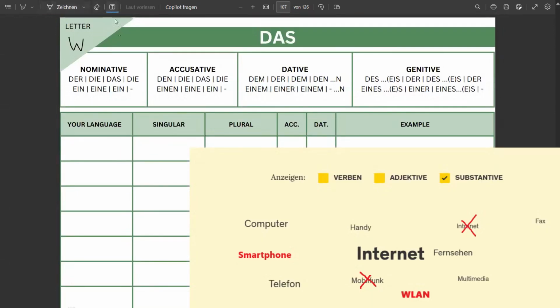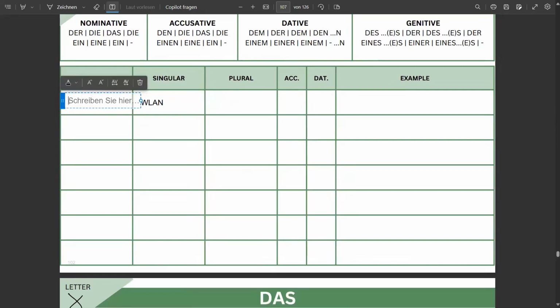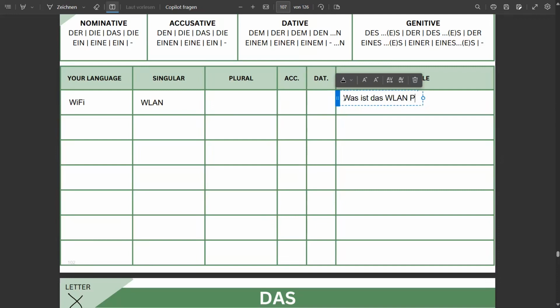Now we have a word that I also put here. It's WLAN. It's neutral. Das WLAN is the Wi-Fi. Of course, you know it depends on where you're from. I don't know what's more common in your language. You can let me know in the comments below. Is it Wi-Fi or WLAN? To be honest, in Germany, I mean, we know both, of course, but we would say, "Was ist das WLAN-Passwort?" What is the Wi-Fi password? Typical question, of course.